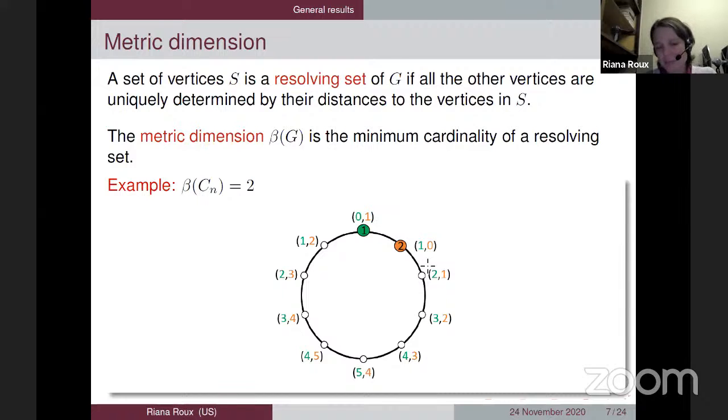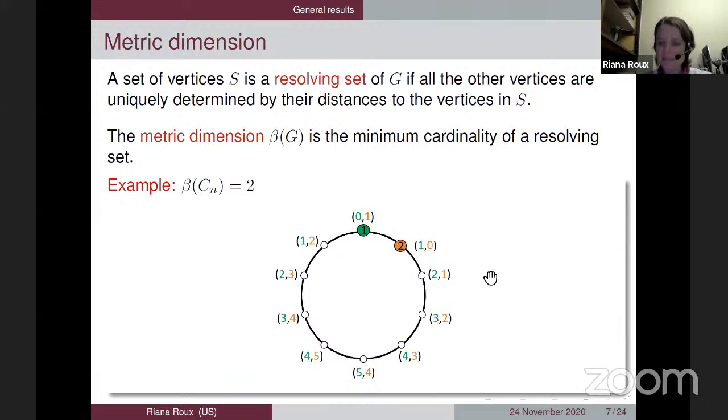So if we think about exactly the game of localization, then if I probe two vertices in a cycle, like in this figure, then I will immediately be able to locate the robber, because every single one of them has a unique distance. So that means that the metric dimension of a graph tells me how many cops or how many probes I need to find the robber immediately. So in one step. That's another way of seeing the metric dimension.